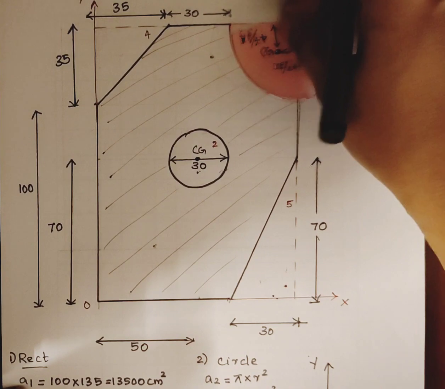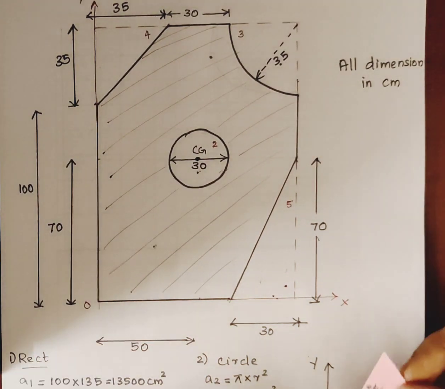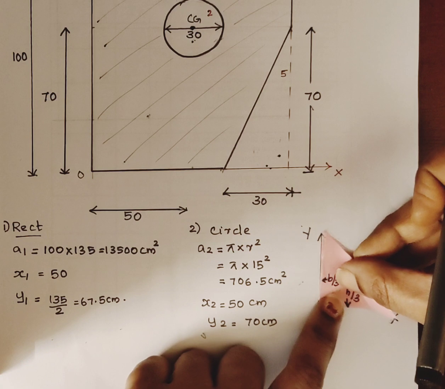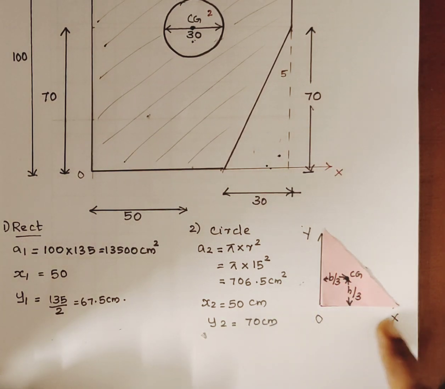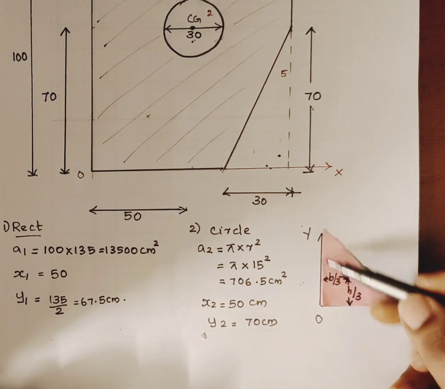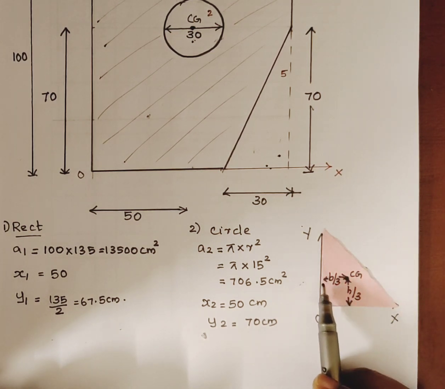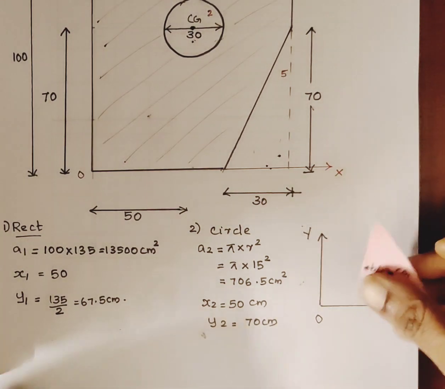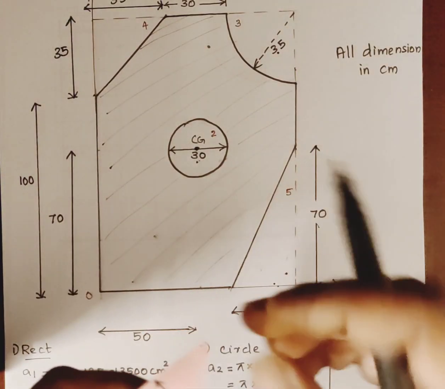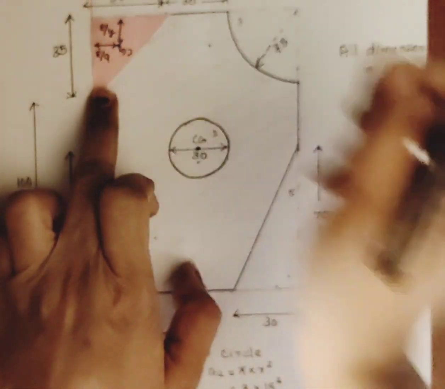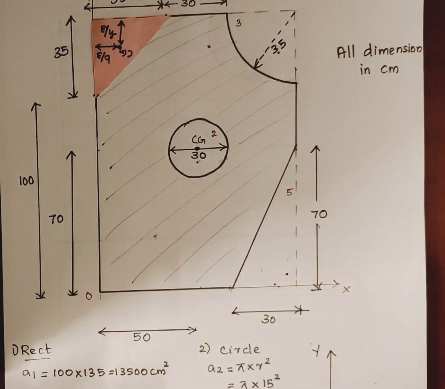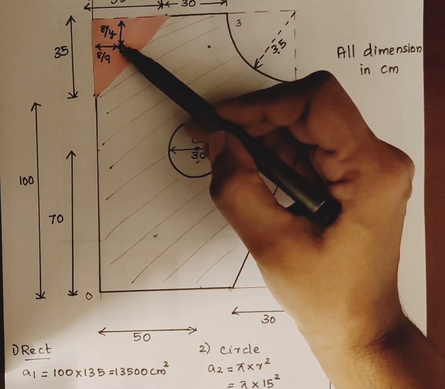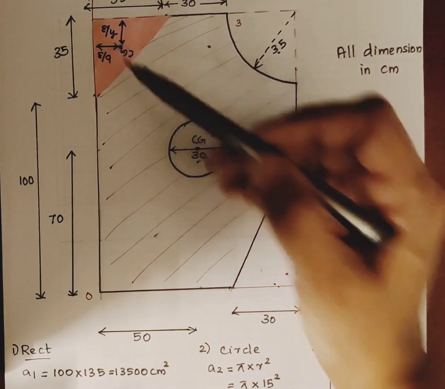So now the fourth figure is the triangle. For the triangle, with respect to the OX axis, y coordinate is h by 3, where h is the height of the right triangle, and x coordinate with respect to the OY axis is b by 3, where b is the base width of the triangle. So now you have to place the triangle like this. So now this length is equal to h by 3 and this is equal to b by 3.